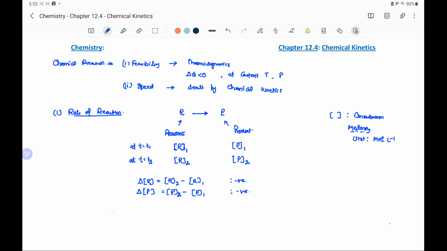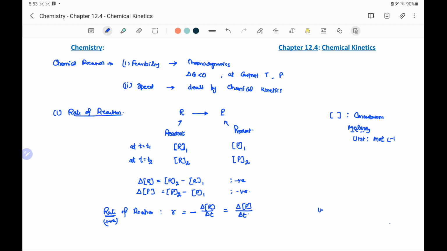So we can define the rate of the reaction, and rate of reaction is always positive. For that, if we refer to the rate of reaction with a small r, this will be equal to the negative, for the reactants, delta R by delta T. This is the change in concentration per second, or the same can be specified as the change in the concentration of the product per second.